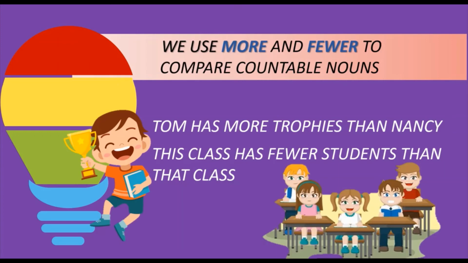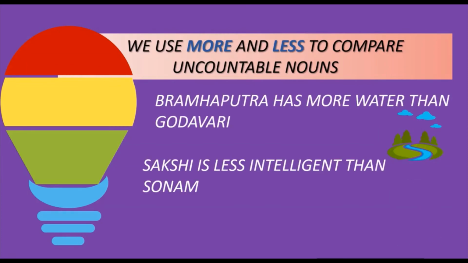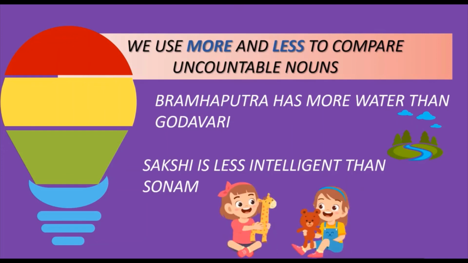Here students is countable. We use more and less to compare uncountable nouns. For example, Brahmaputra has more water than Godavari. Sakshi is less intelligent than Sonam. Here, water and intelligence are uncountable nouns.